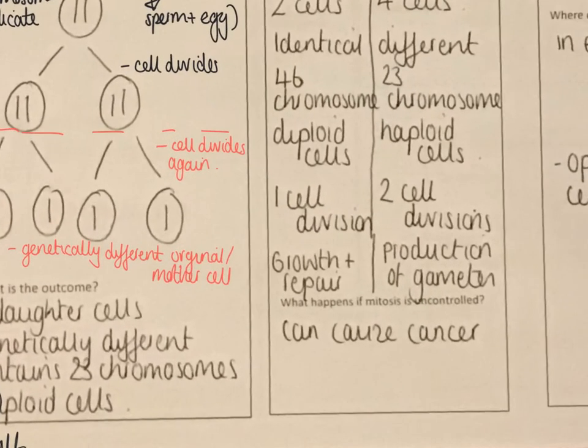And then lastly, I had why we need them, their function. Mitosis is needed for growth and repair of cells, and meiosis is the production of gametes. What happens if mitosis is uncontrolled and it doesn't stop? It can cause cancer. We will just get a build-up of cells, and that can then cause cancer.